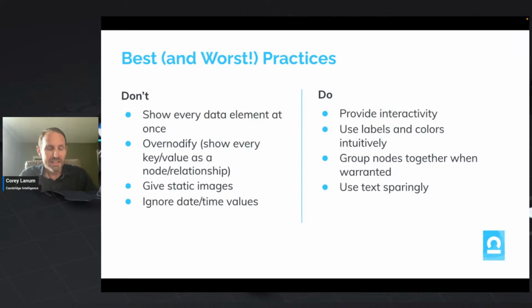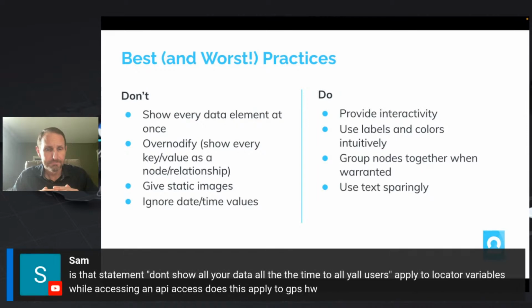Hey, Corey, can I pop in with a question from one of our viewers? Sure. So Sam asks, does the statement "don't show all your data all the time to all users" apply to locator variables, while accessing an API does not apply to GPS hardware?